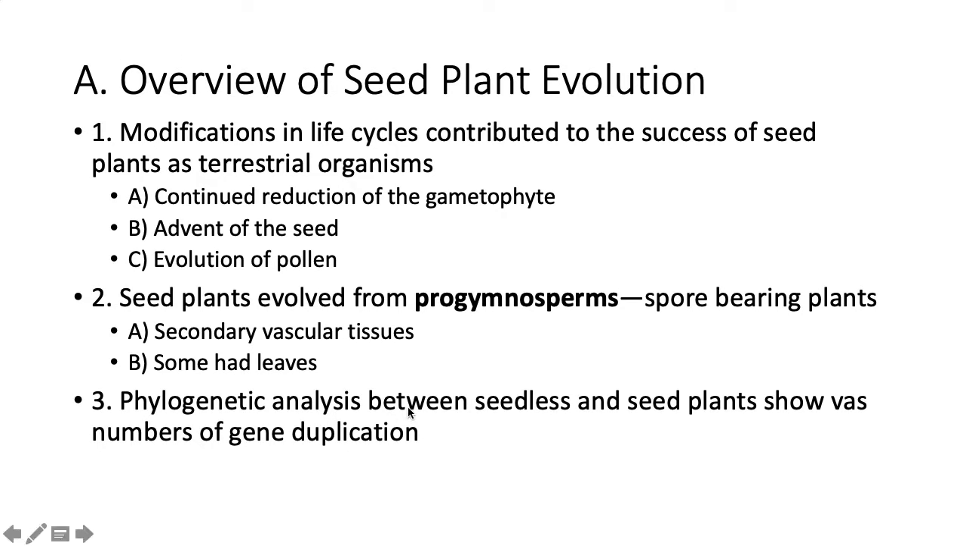Seed plants evolved from a species that they're going to call progymnosperms. So pro means before, and gymnosperms means naked seed. So these progymnosperms, they were spore-bearing plants. They had secondary vascular tissues. Some of these species had leaves.